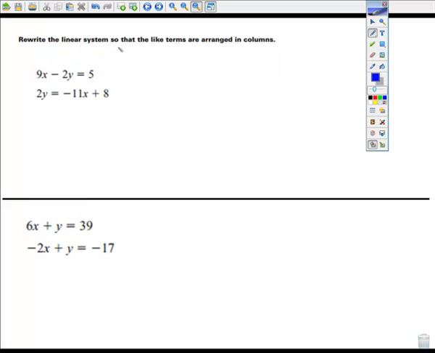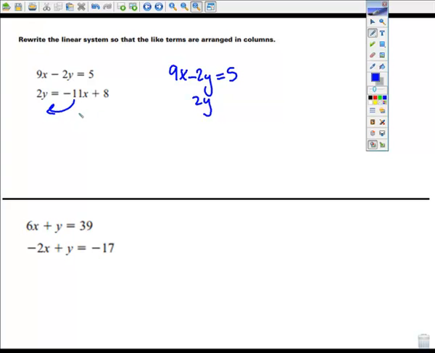So the first thing you need to do, if they are not arranged in columns, is you need to arrange the like terms with each other. And remember, like terms have the same variable to the same power. So I want you to rewrite it over here. We have 9x minus 2y equals 5. I'm going to choose to put the x and the y terms both on the left. So I already have the 2y on the left, and I'm going to line it up underneath the negative 2y.